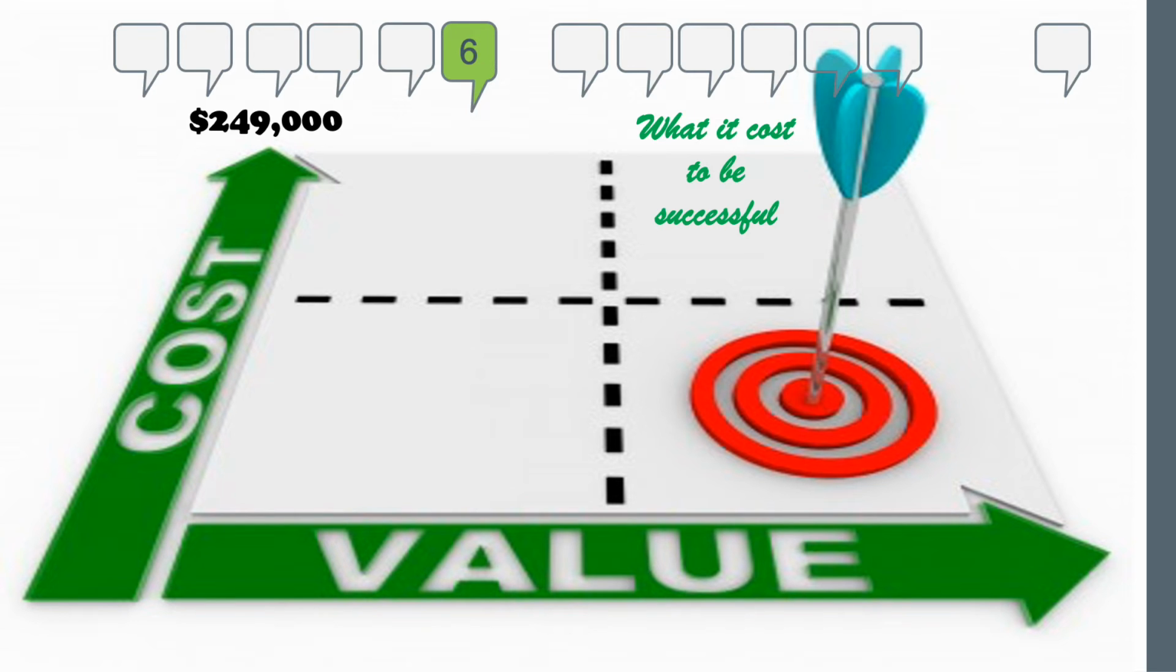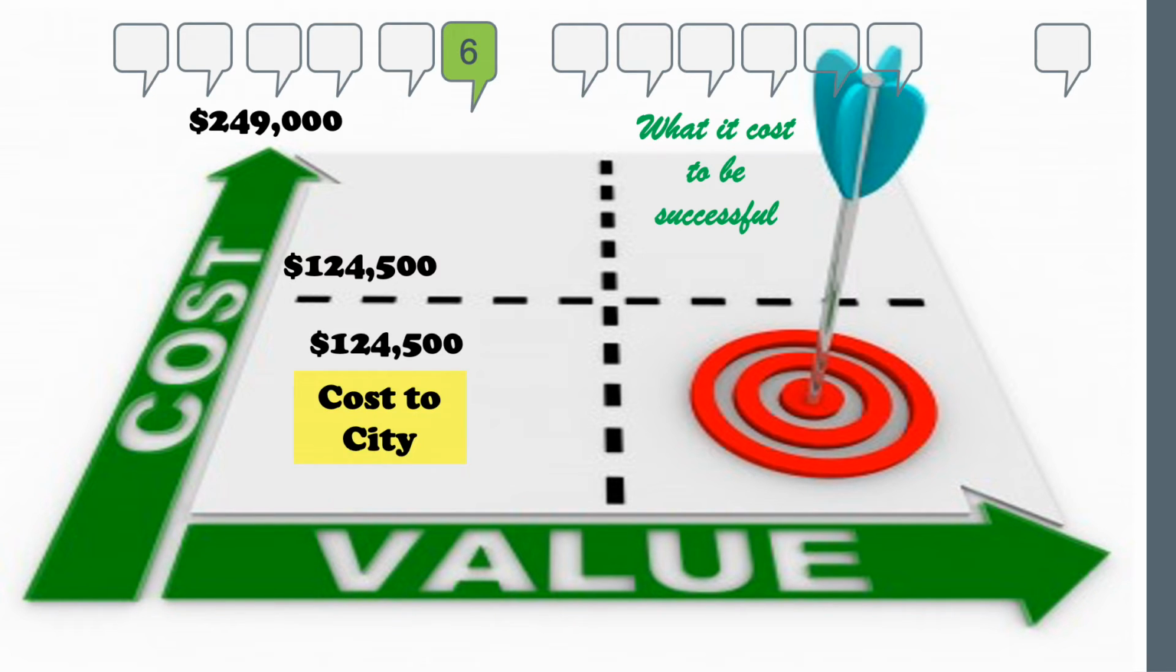What we really want to do, and what this is illustrating here, is that we want to say, what is the cost versus the value of this? So our cost is $249,000. But remember, Environment Canada will split costs with us. So they'll pay $124,500. So we, the city, pay $124,500. That's the cost to the city. So our cost here is quite reasonable. Our cost versus the value of that.